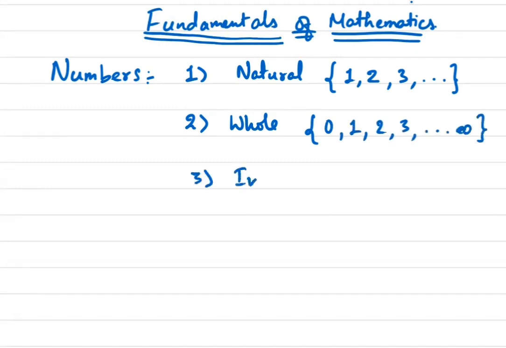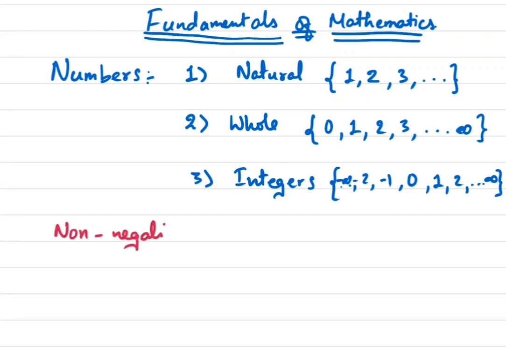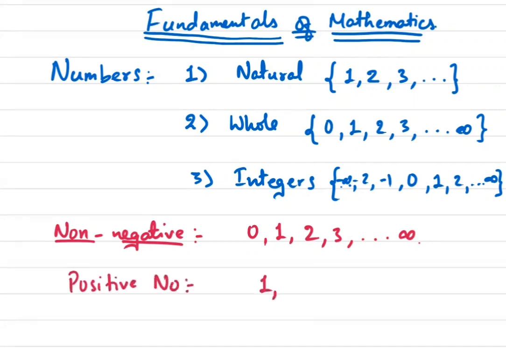Then the third set of numbers is integers, which is nothing but positive and negative whole numbers, we can say: 1, 2, and then till infinity. And here also we have negative 1, negative 2 and so on and so forth till negative infinity. All right. Now we should also know what are positive numbers and what are non-negative numbers. Non-negative means something which is not negative, right? So non-negative means 0, 1, 2, 3, and so on till infinity. Whereas when we say positive numbers, that means it starts from 1, 2, 3, until infinity. So this is the fundamental difference between non-negative numbers and positive numbers. I hope this much is clear to you.